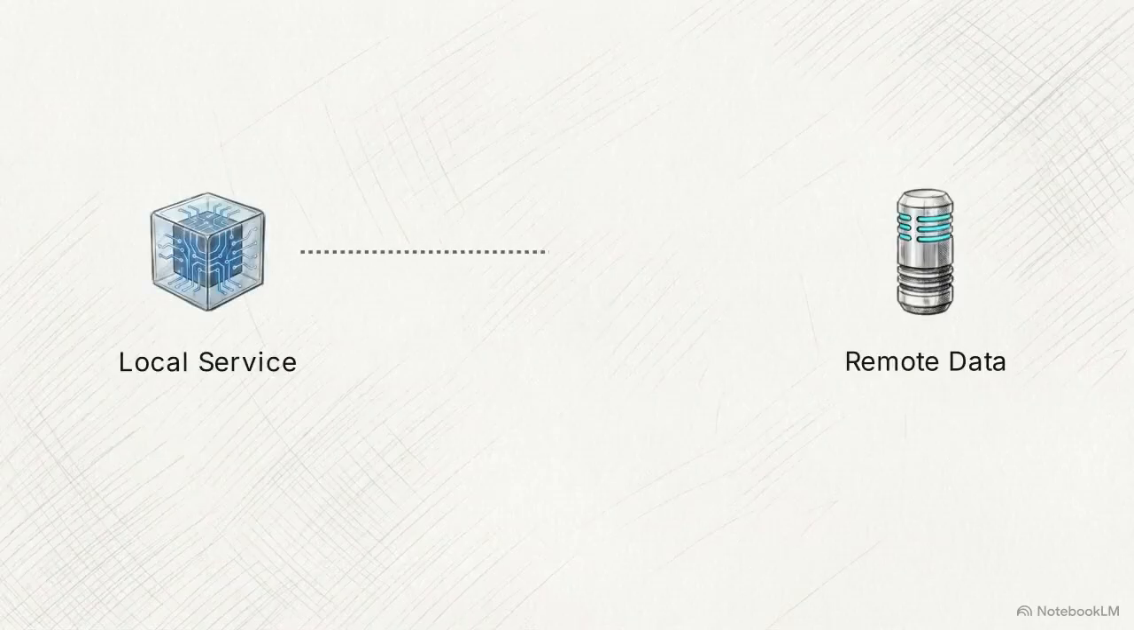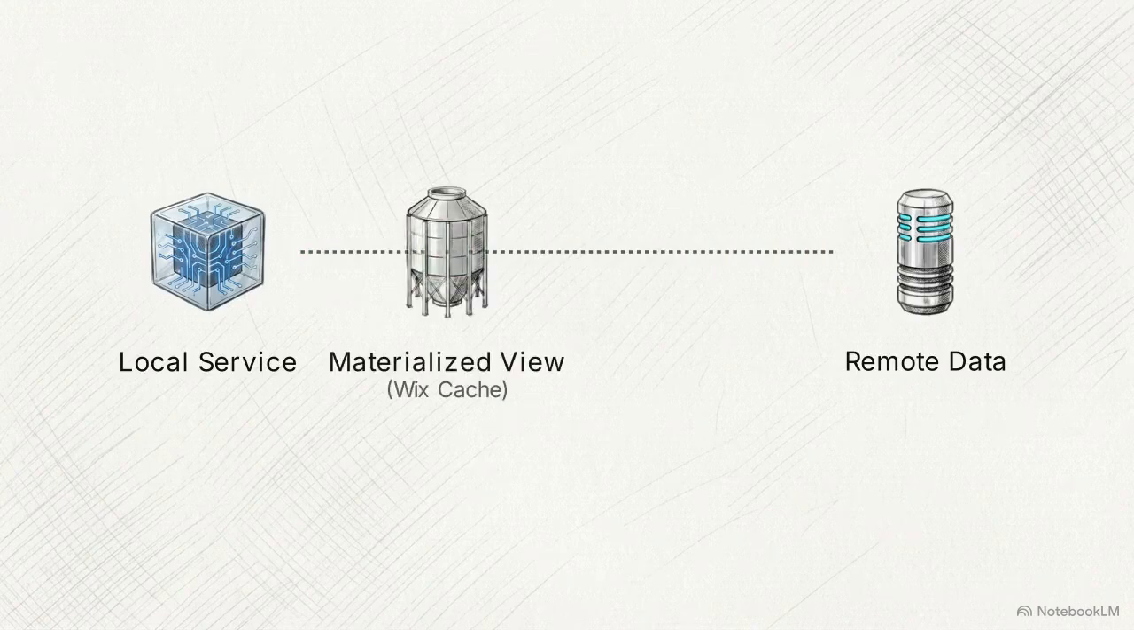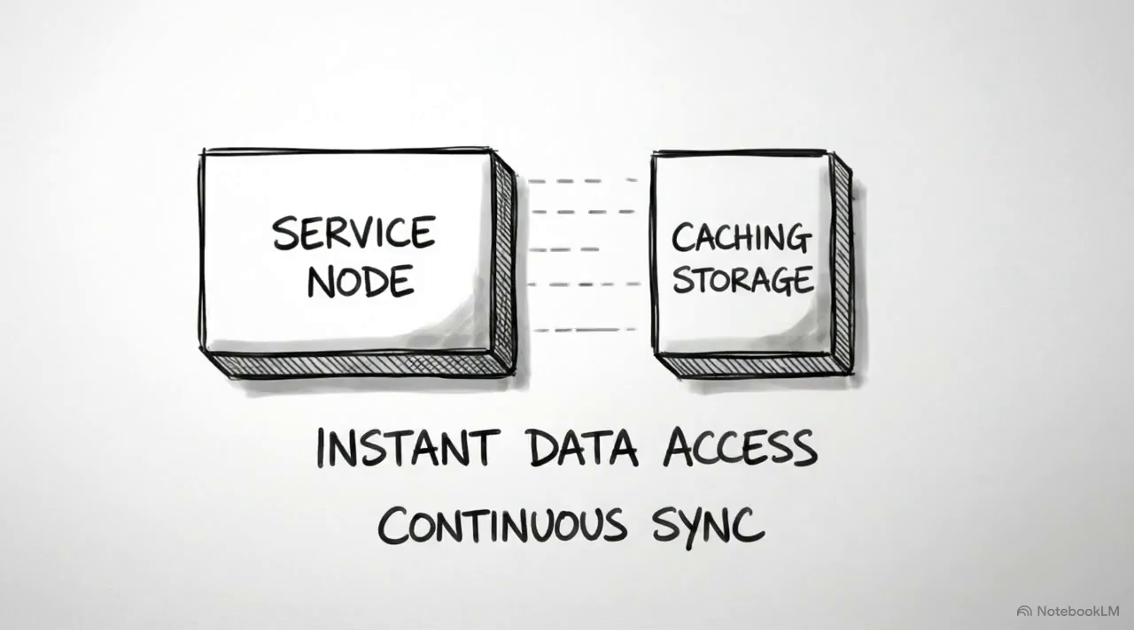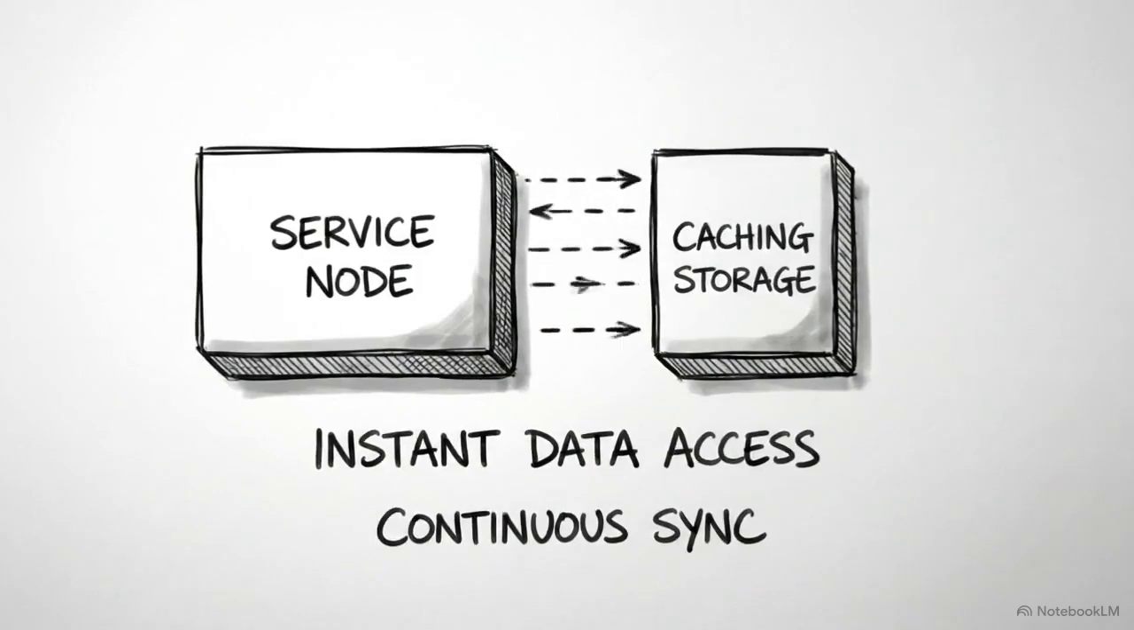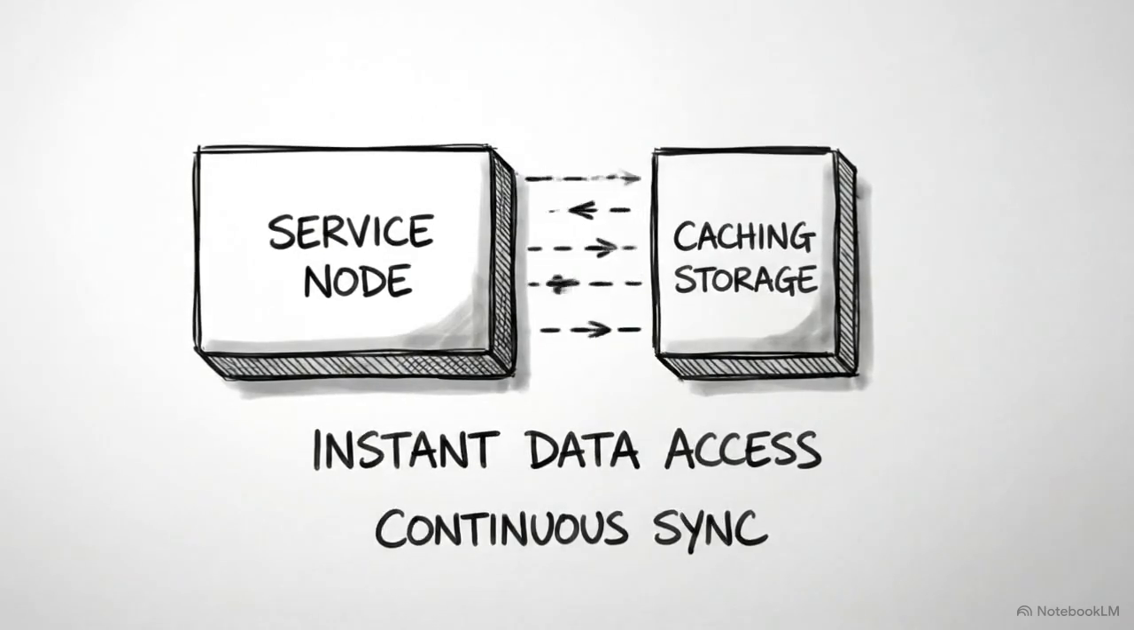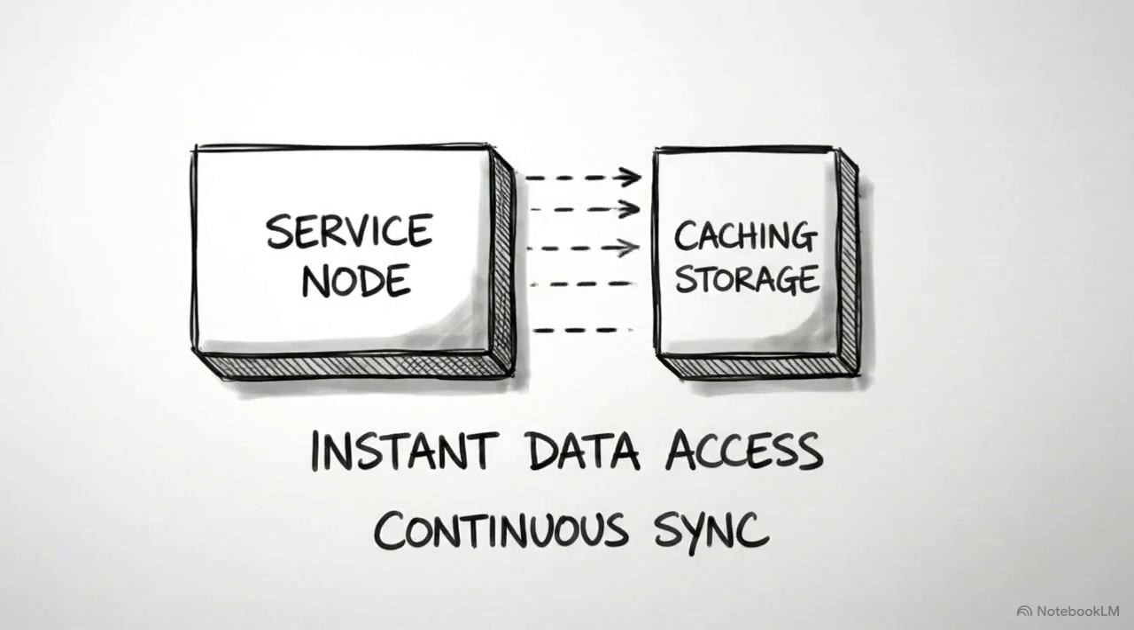We bypass this through materialization, the practice of storing a localized, pre-computed view of remote data. Instead of repeated remote pings, a copy is pushed into a local block. Pairing this materialized data with Wix cache replaces heavy, frequent synchronous network calls with near-instant local memory access.